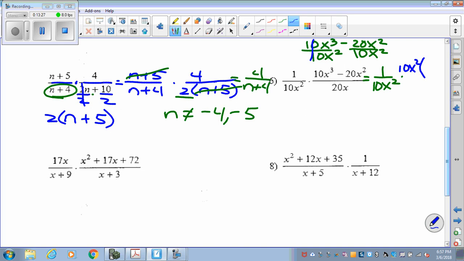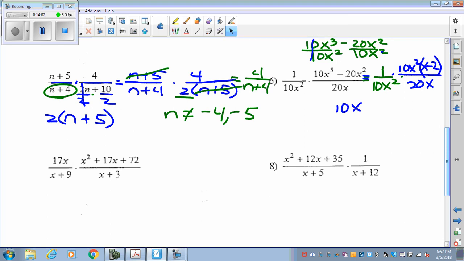And that would be times x, right? 3 minus 2 is 1. And then here I have a minus, and then 20 divided by 10 is 2. And then 2 minus 2 is 0. All right, so that's that numerator. And then I have 20x in the denominator there. All right, so now what I've got is 1 here times 10x squared.